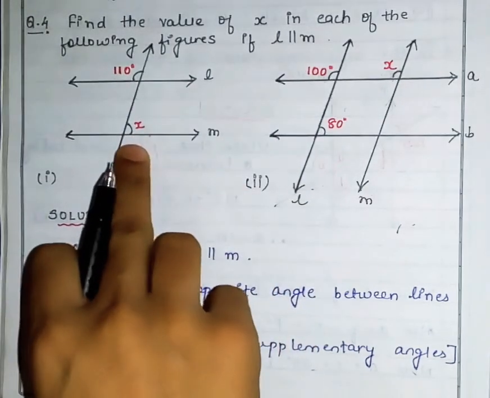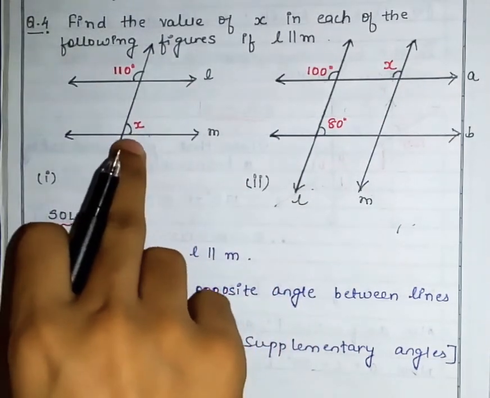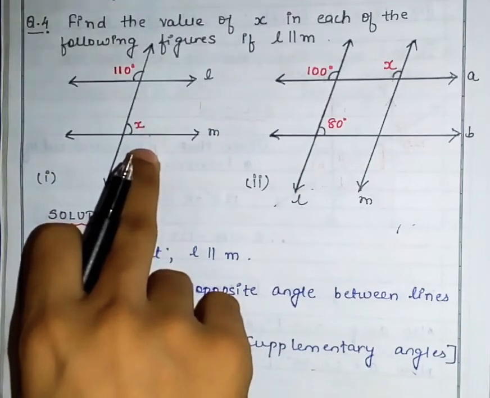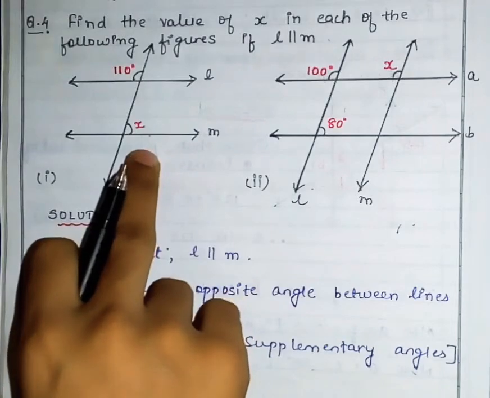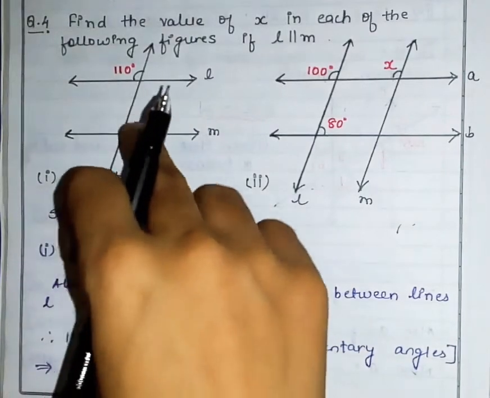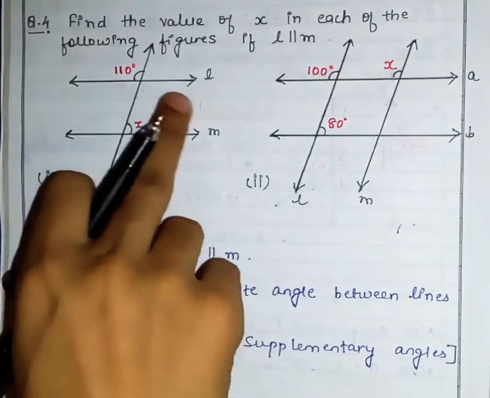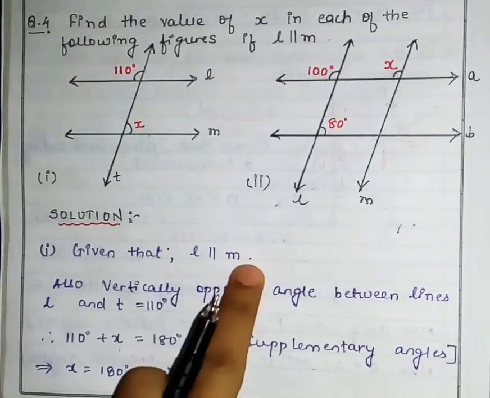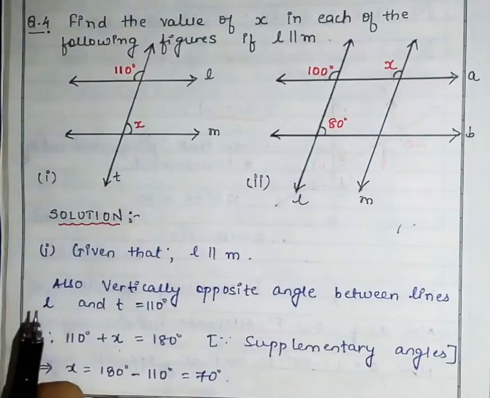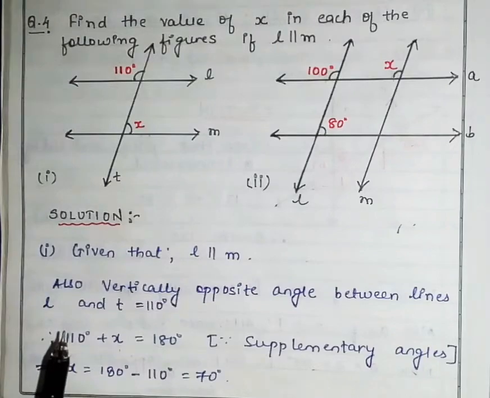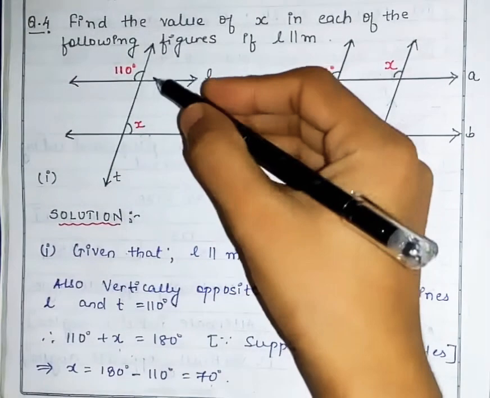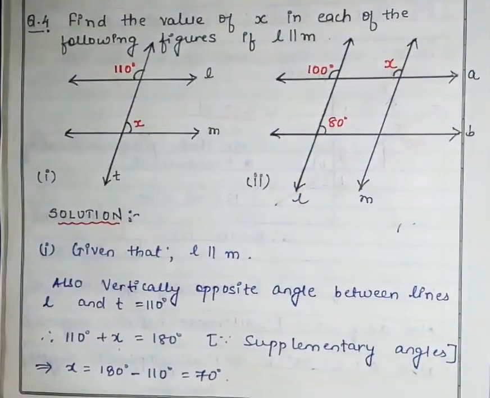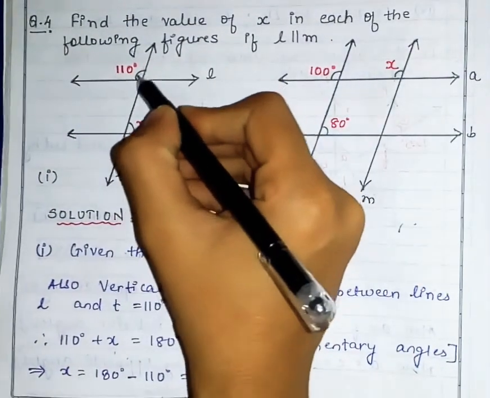Again, for finding this, we are going to use the properties. For a transversal we have seen vertically opposite angles, corresponding angles, all these things. Now we have to think about which property we can use. First of all, it is given that L is parallel to M. Also, the angle between the lines is given to us as 110 degrees.